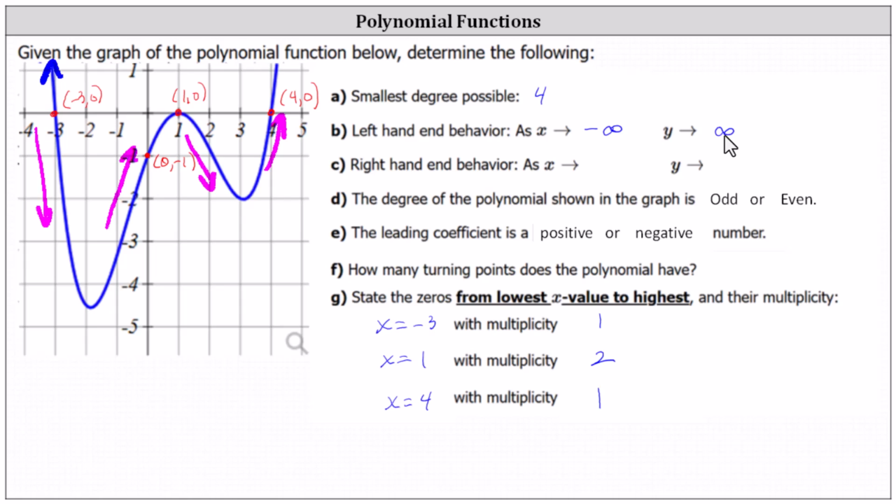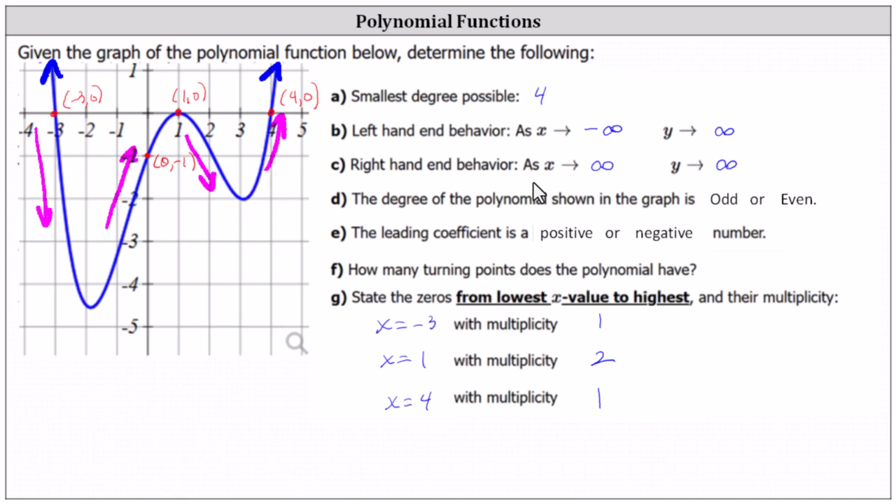The right-hand behavior is, as x approaches positive infinity, what is y or f of x approaching? As x approaches positive infinity, we can think of moving right along the graph. As we move to the right, or as x approaches infinity, notice the graph goes up. Once again, the y values or function values increase without bound, and f of x or y approaches infinity. The right-hand behavior is, as x approaches positive infinity, y approaches positive infinity.